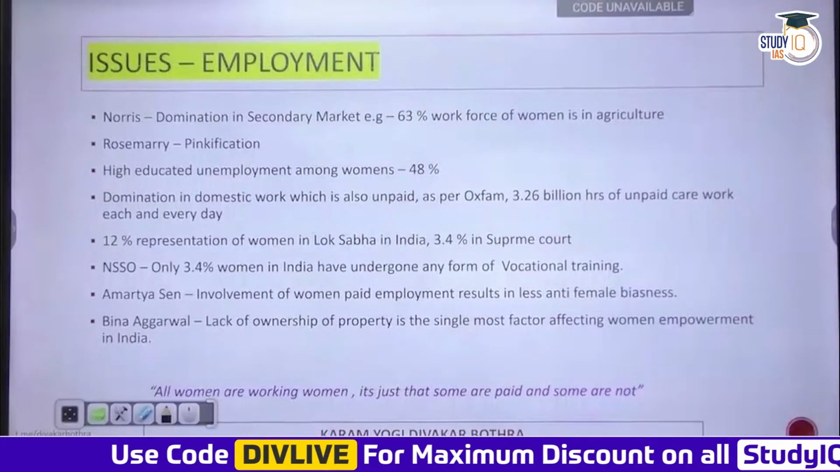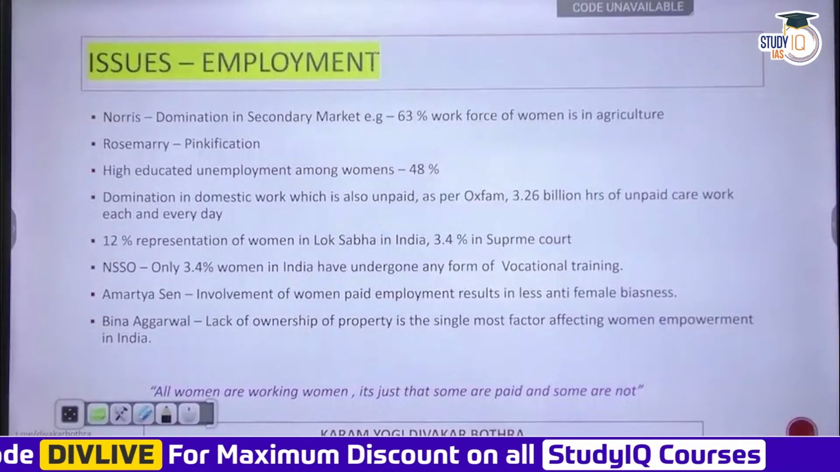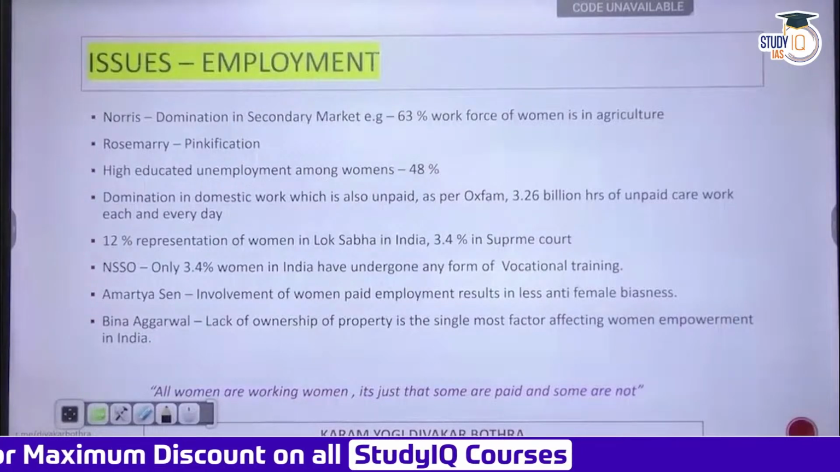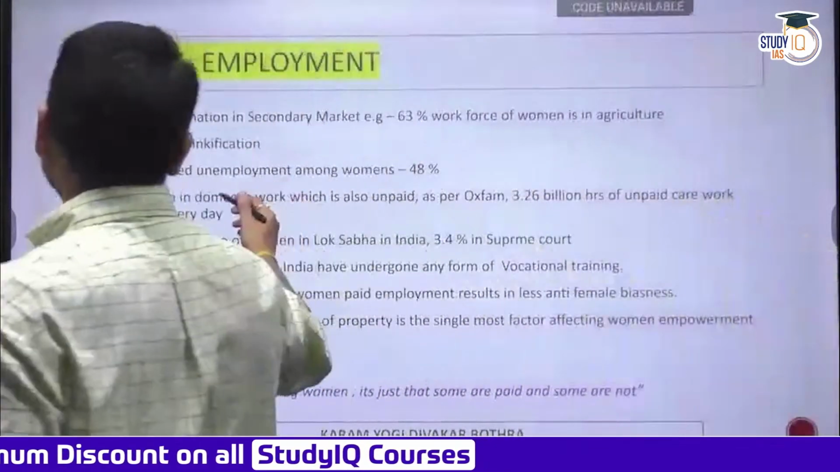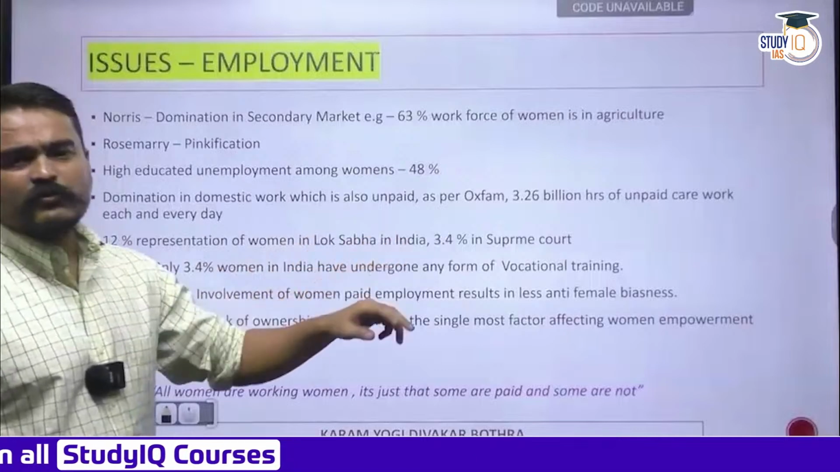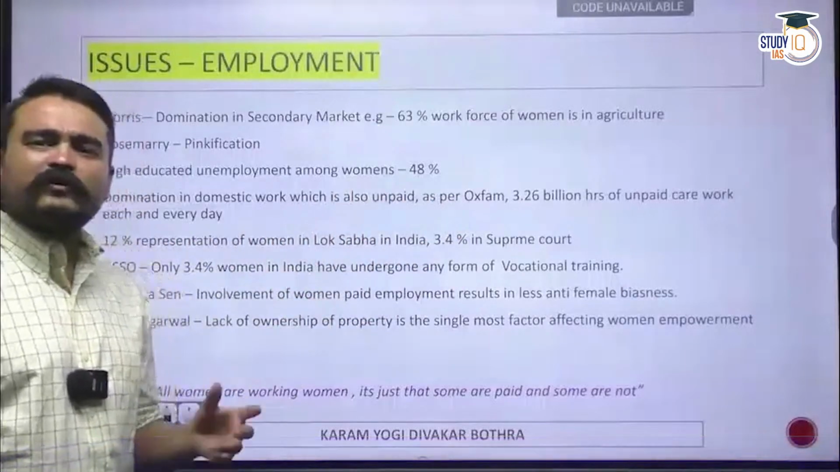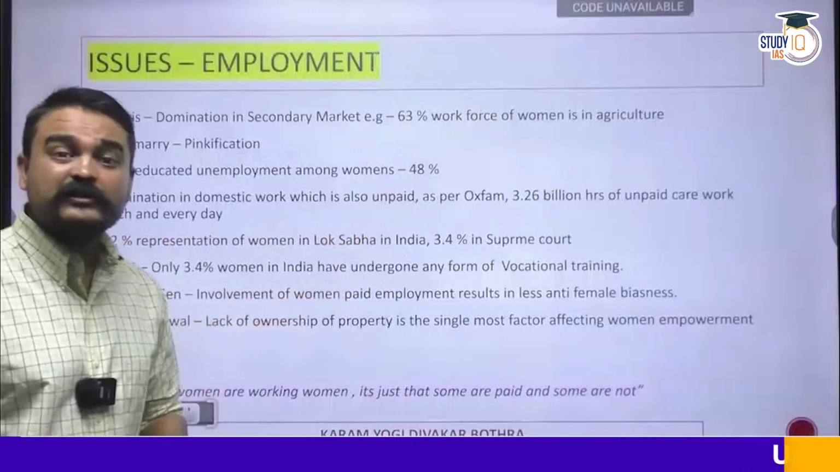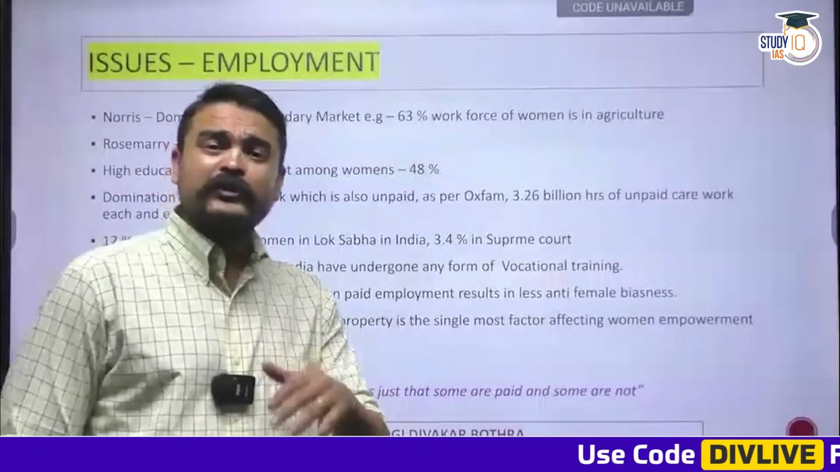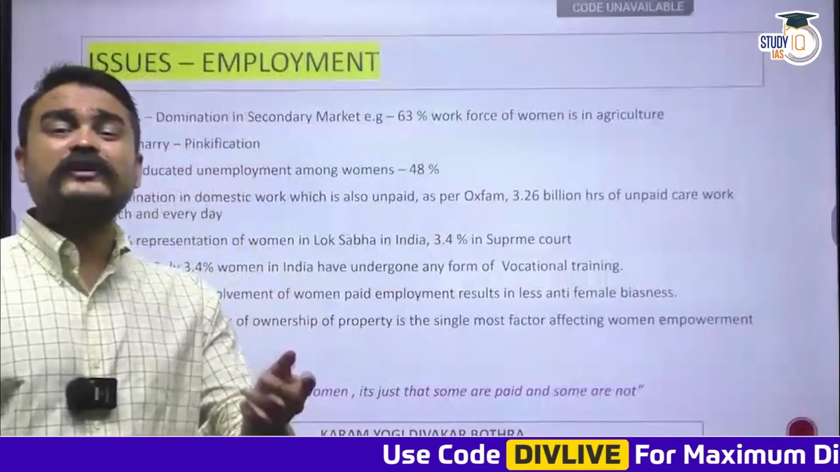The next point, you see, is domination in domestic work, which is also unpaid. Women often do a lot of labor, but that labor is unpaid, as the woman is largely expected to carry the work back home. She has to do the domestic work besides working outside, if she is working. There is 12% representation of women in Lok Sabha and 3.4% in the Supreme Court. That means even the most constitutional bodies in our own country still show no gender parity. They only talk about gender parity. The Supreme Court has given many decisions with respect to gender parity, but has never looked at its own institution, where representation of women is also extremely low, in single digits.